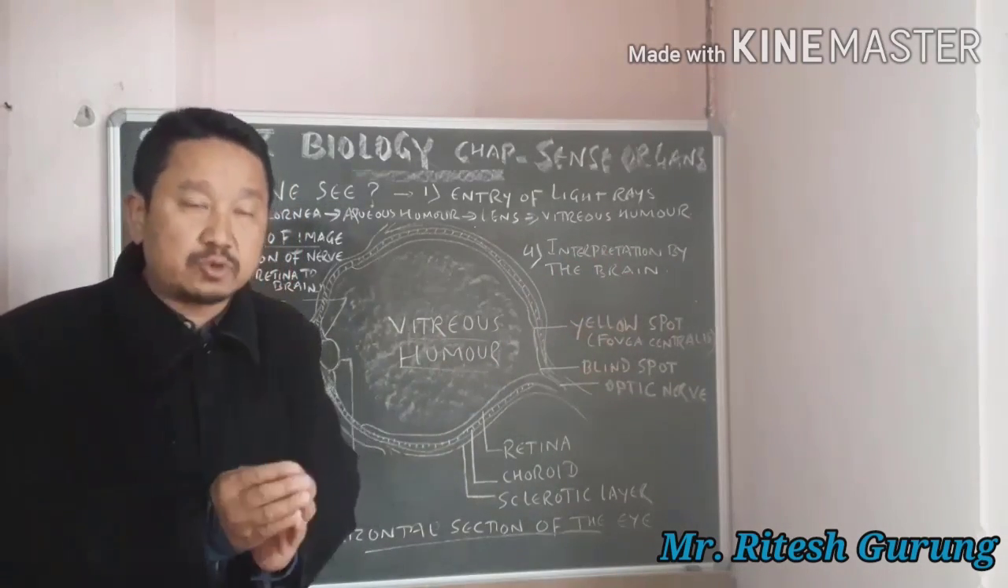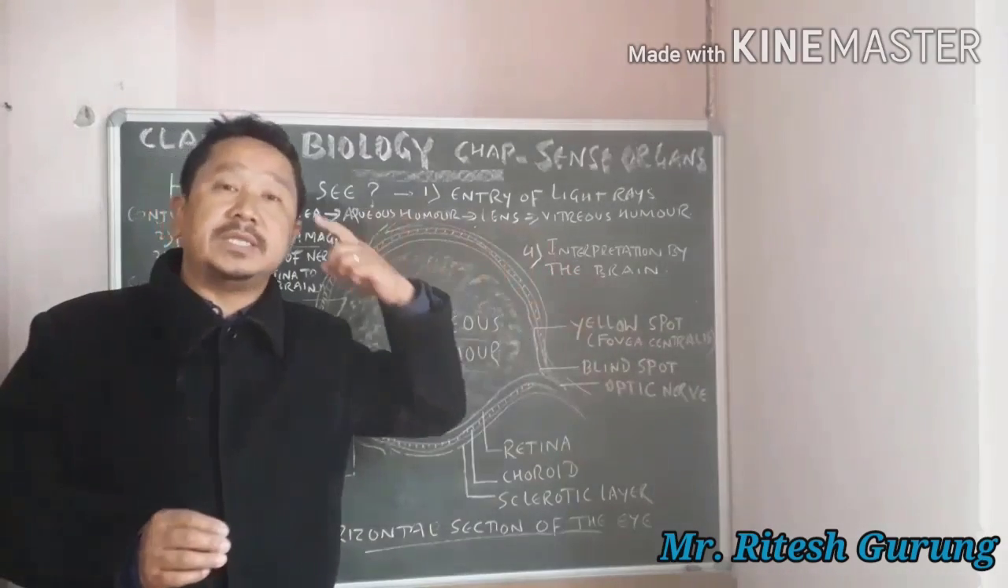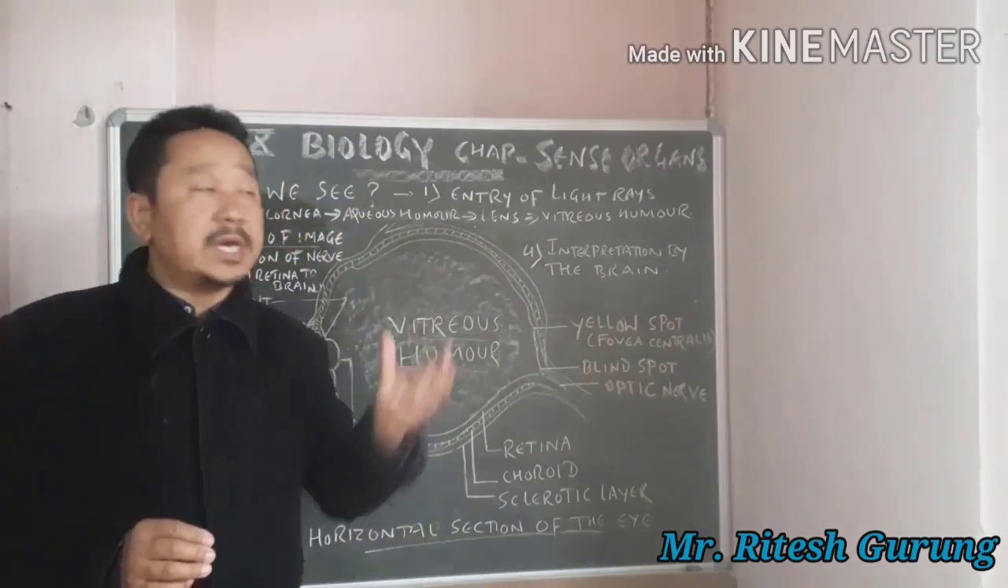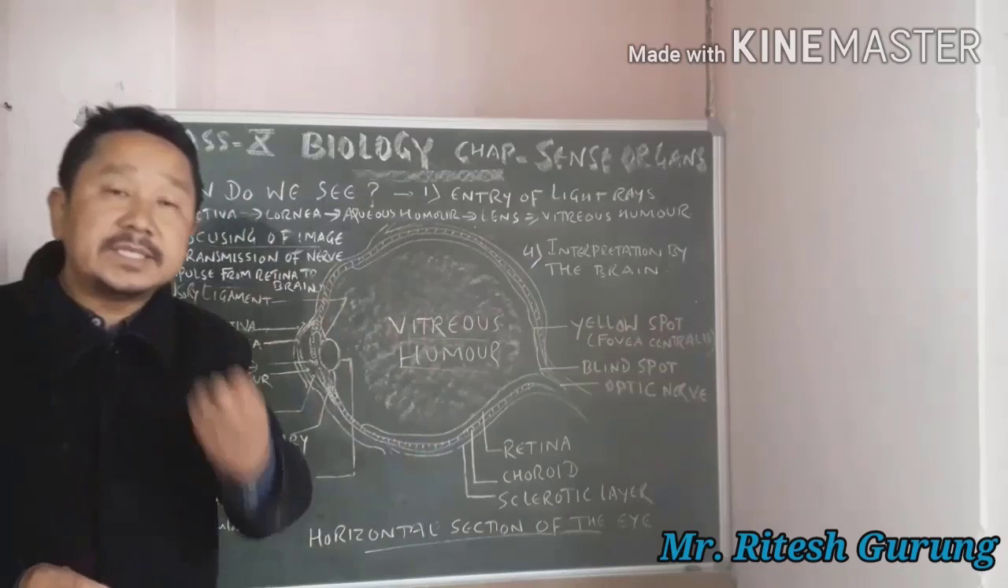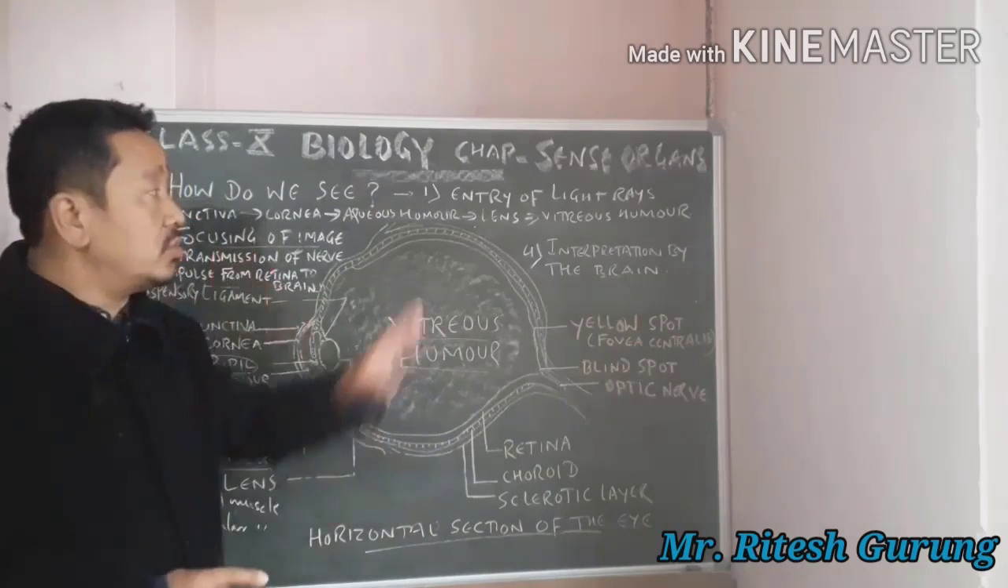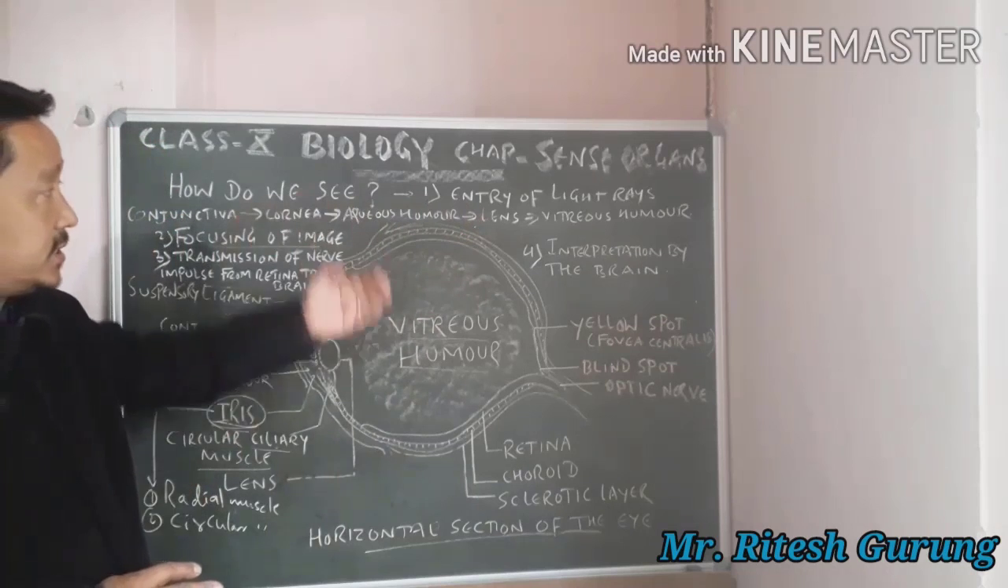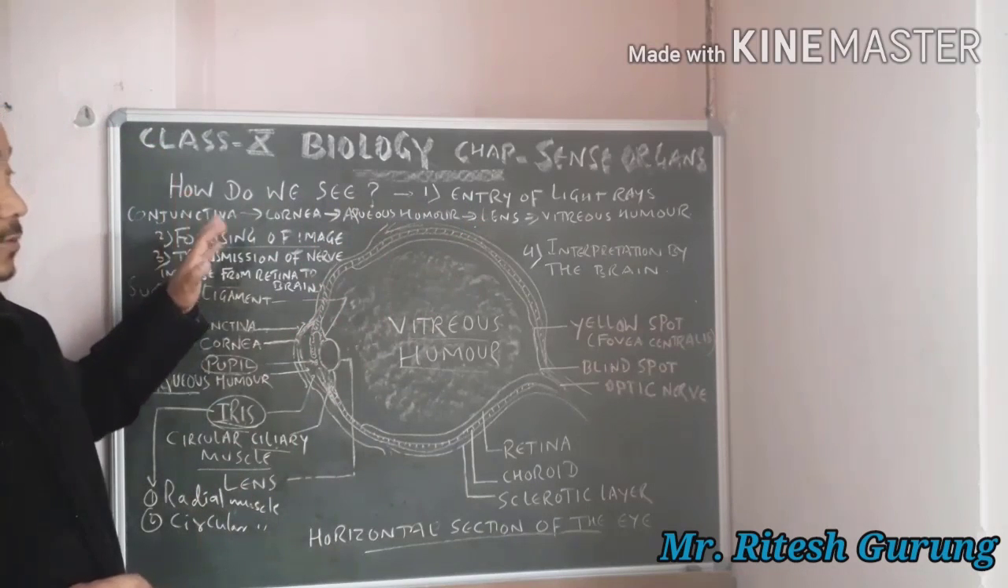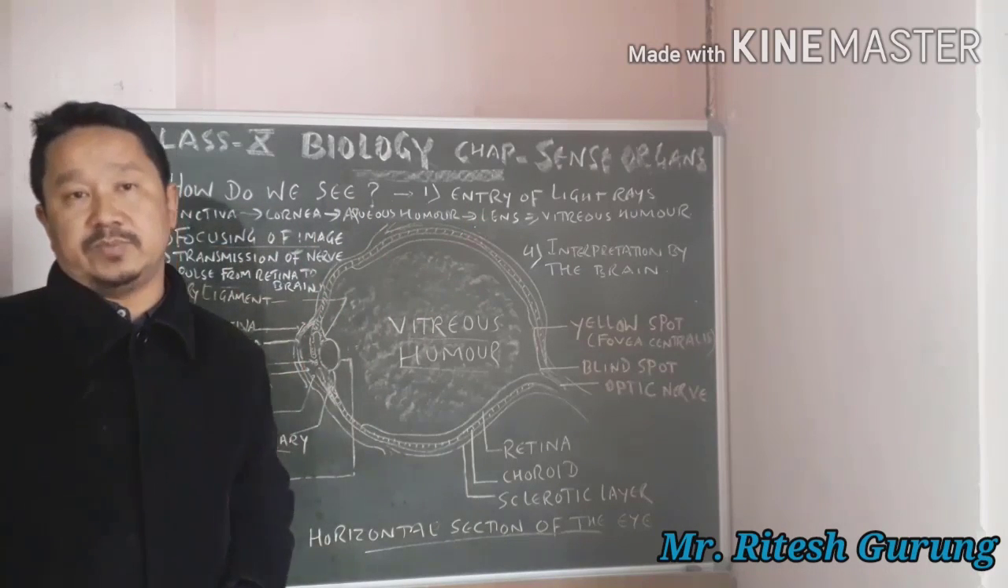That means the actual image is formed there in the brain itself. Okay, so this is how we can see an object. For understanding this, we need to know these 4 points in this sequence. So this is how we see an object.